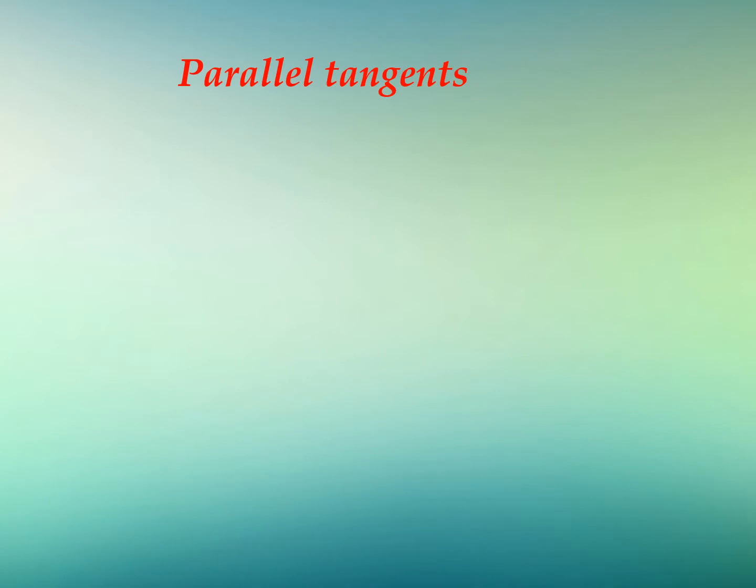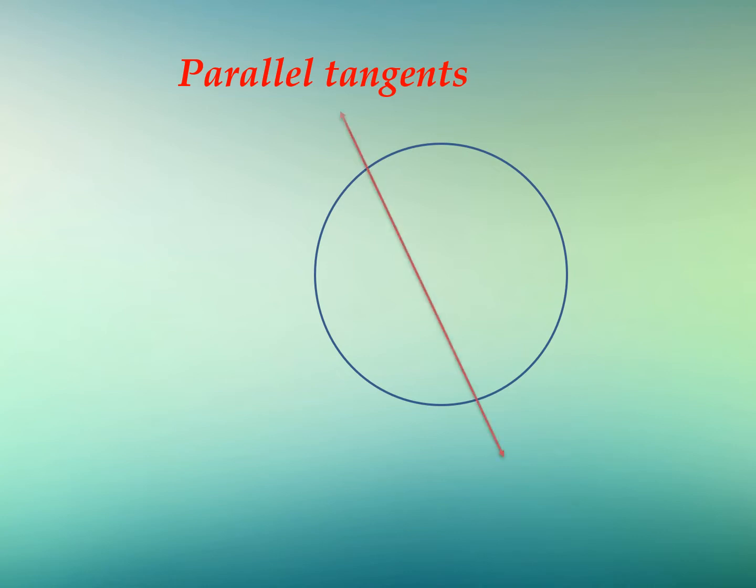Parallel tangents. To understand the meaning of parallel tangents, let's take a circle and we'll try to draw a secant. Here is a circle and we have a secant of this circle, and the secant is named as PQ. Let us try to draw as many lines parallel to this secant PQ. Now what happens if we draw as many lines parallel to this secant? Let's check it out.